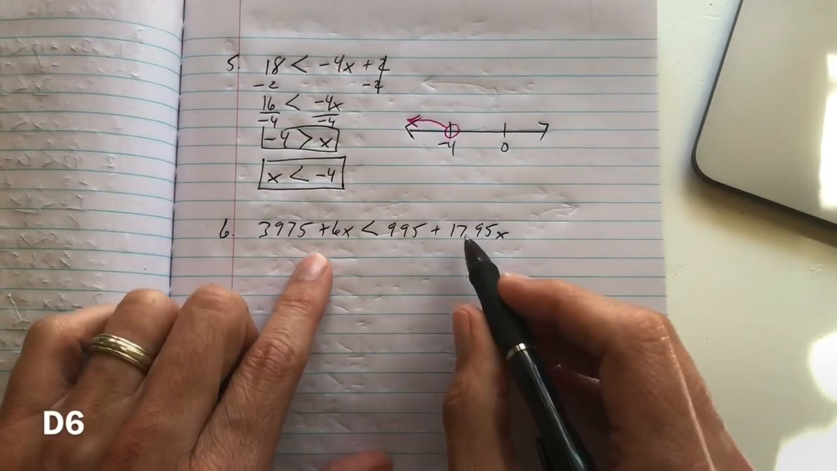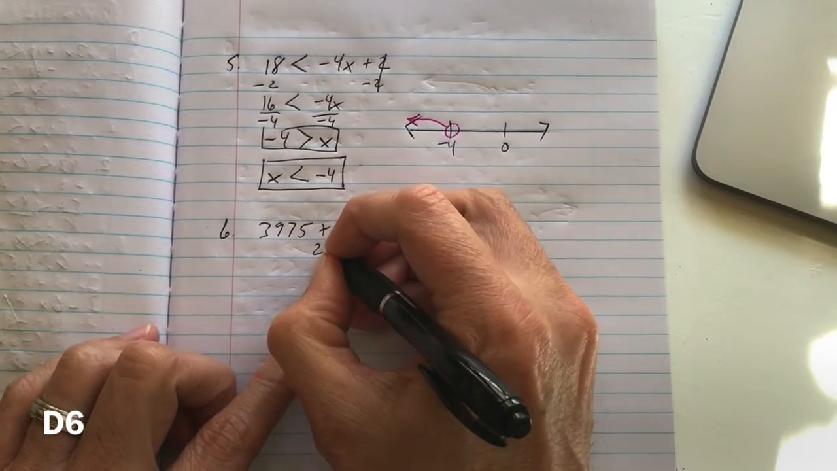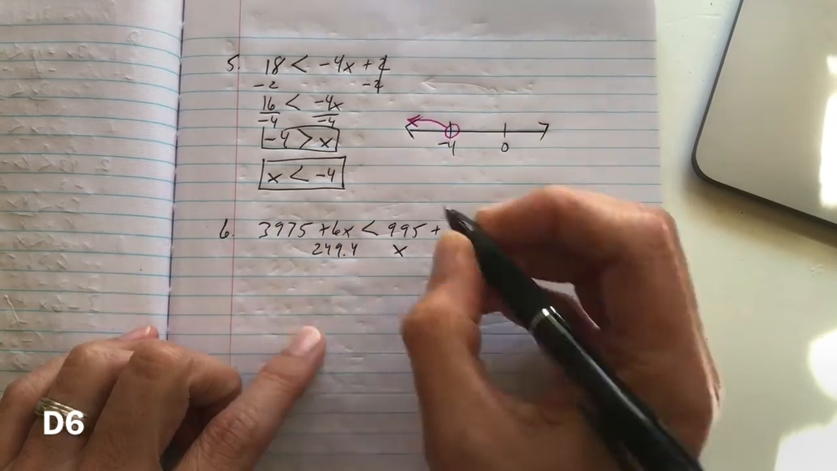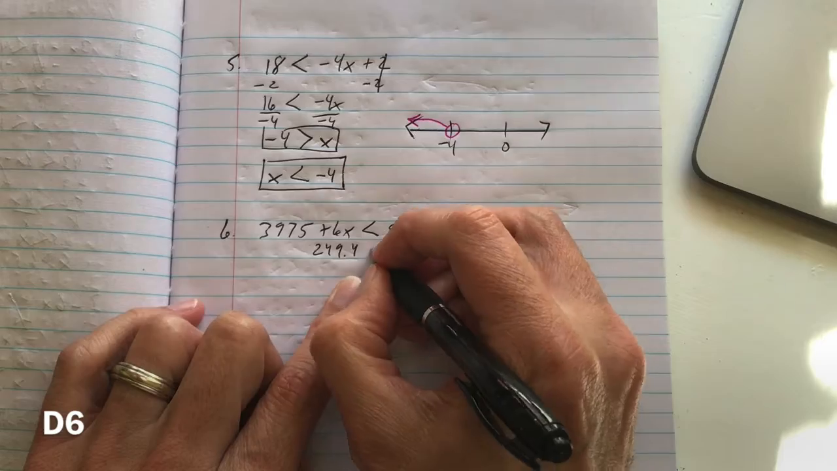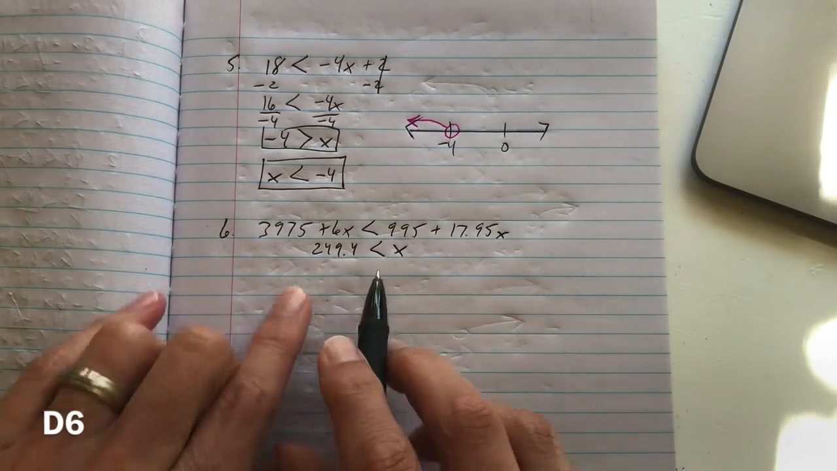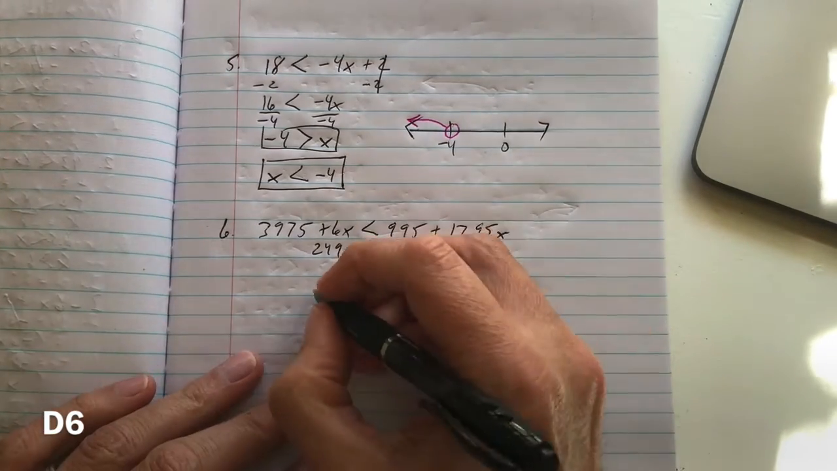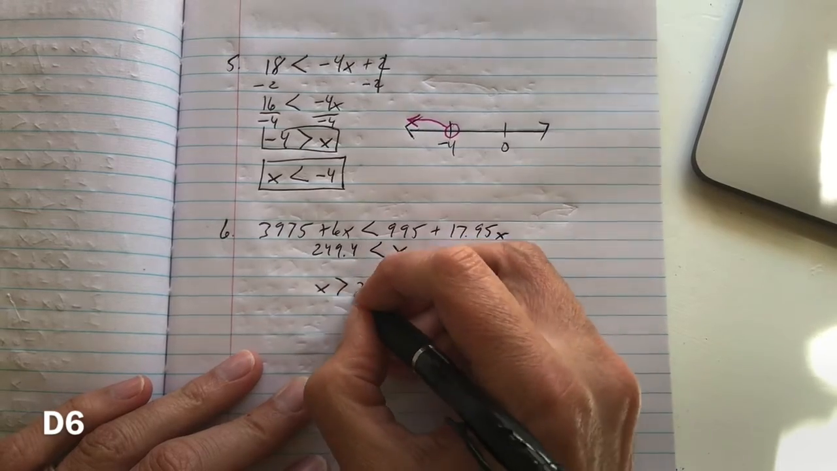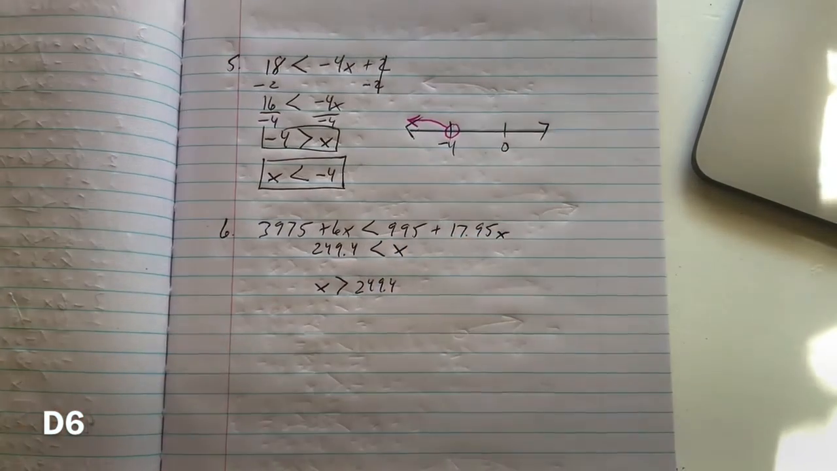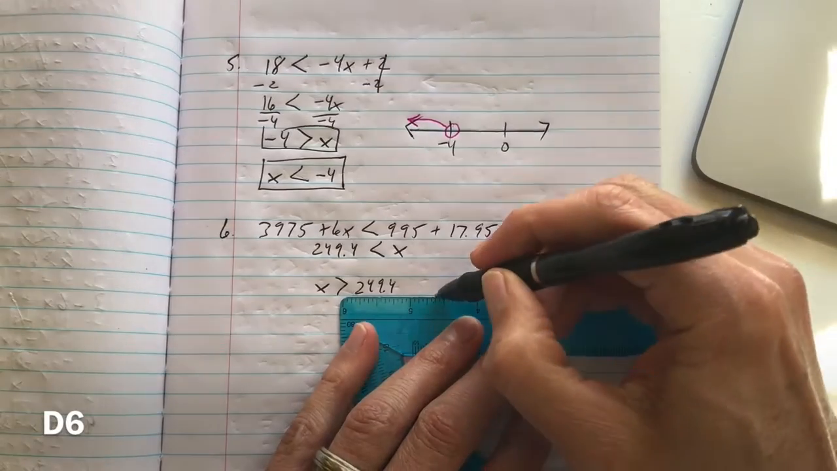So I'm going to leave the x over here. So x is going to be here, 249.4, and it's going to come down just like this in that case. So that saves time. But we'll reverse it for graphing it. So x is going to be greater than 249.4. So then that would look like this.